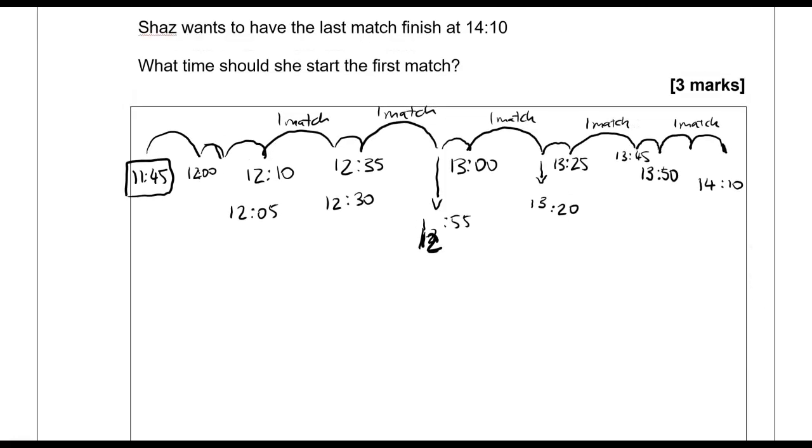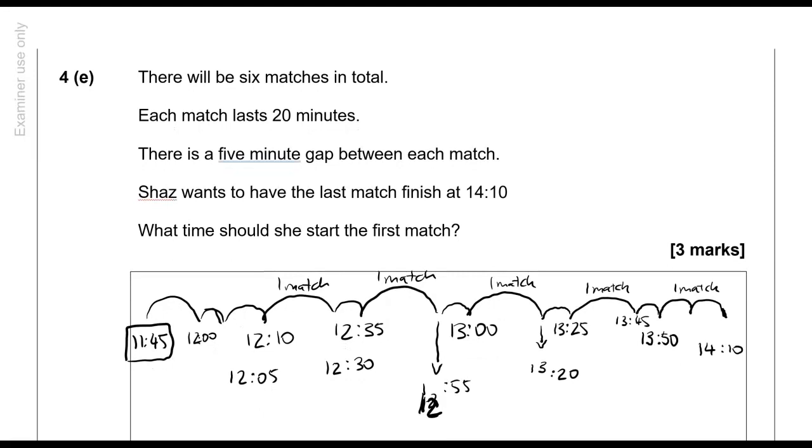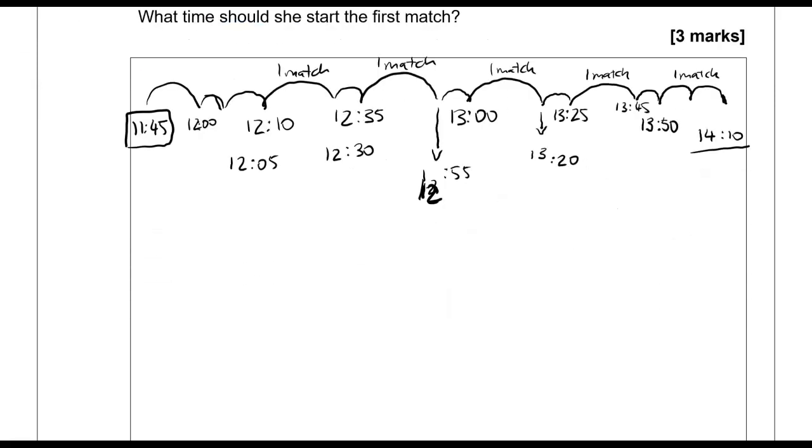You could have also added all the durations of the matches, so 6 matches, 20 minutes each, it's 120 minutes, and also add the 5-minute gaps, and add the total, and then take it away from the end time, whichever you prefer.